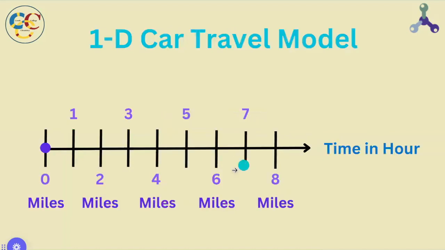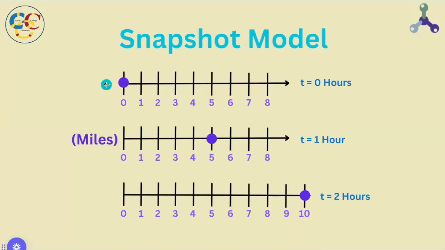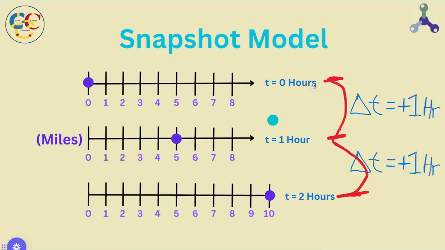So imagine we have a car that starts here at the left side, and then it travels left to right. With a snapshot model, we represent our car as a dot at a certain displacement in miles on the graph at different snapshots in time. We tend to want to separate each snapshot by equally spaced out time increments.